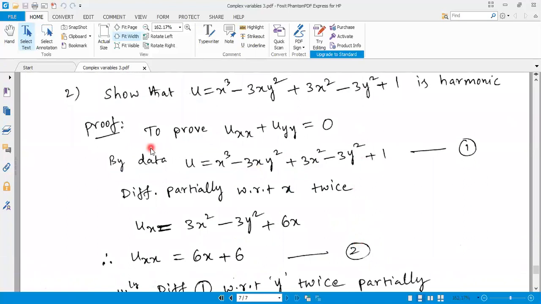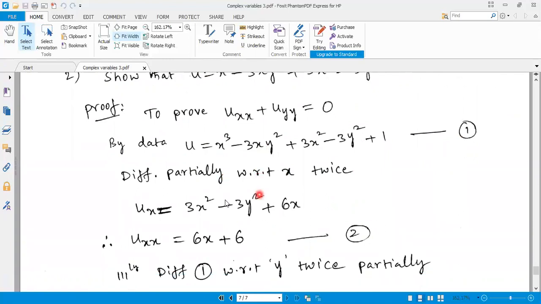Now let us go to a similar problem. Show that u equals x cube minus 3xy square plus 3x square minus 3y square plus 1 is harmonic. So let us prove this. You can give an equation number for this. So differentiate 1 with respect to x twice partially. So the first time, ux equals 3x square minus 3y square plus 6x. When you differentiate the second time, we obtain 6x plus 6. Give some equation number for this.